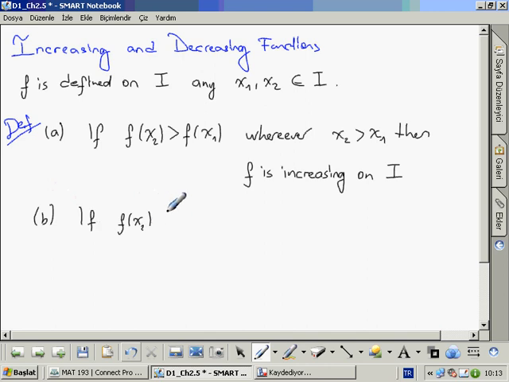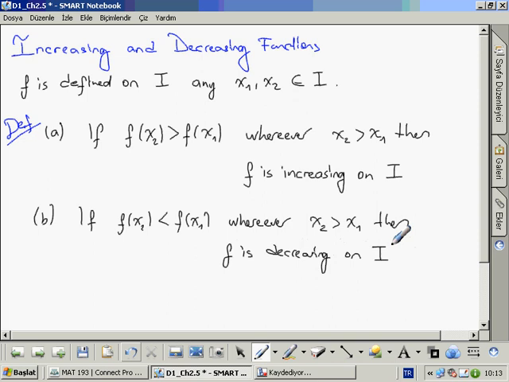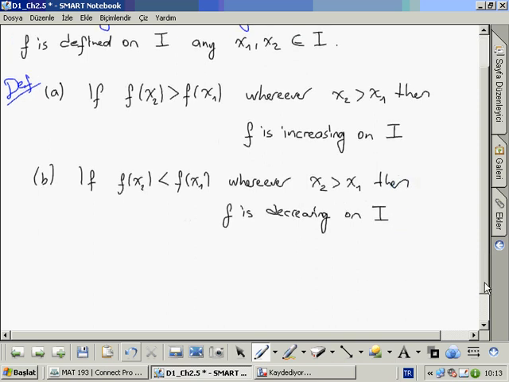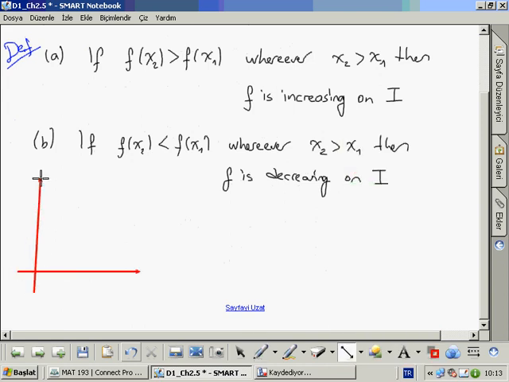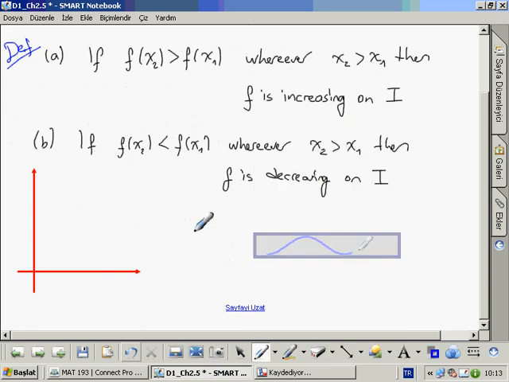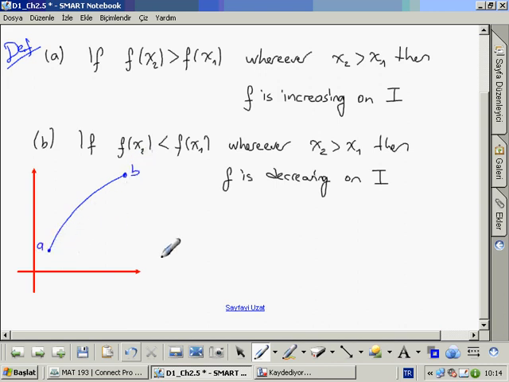And part B: if f of x2 is less than f of x1 whenever x2 is larger than x1, then f is decreasing on I. For part A, this is point B and this is point A.